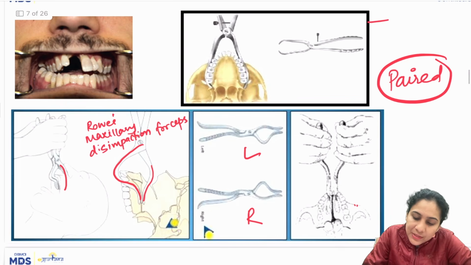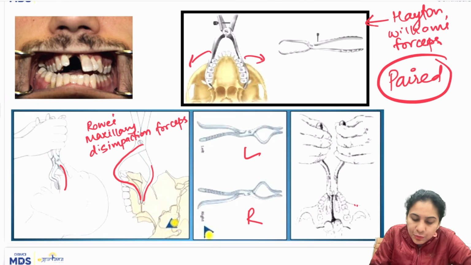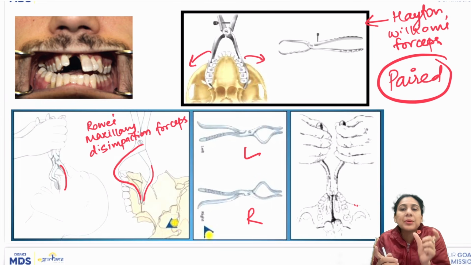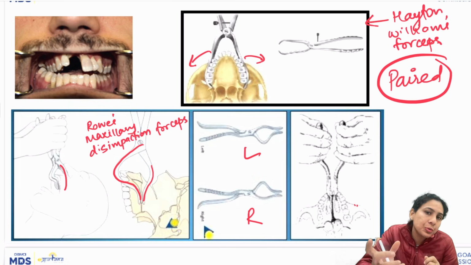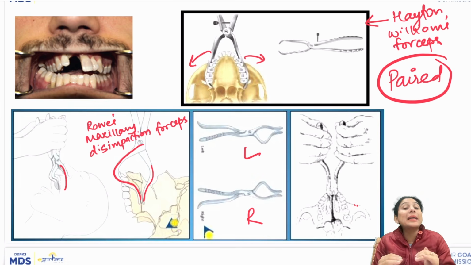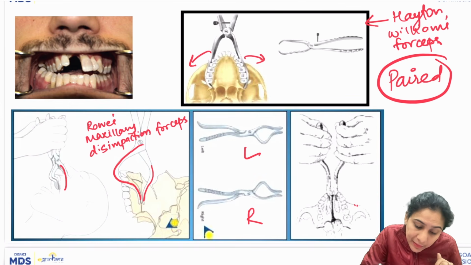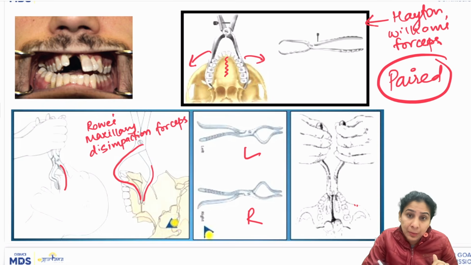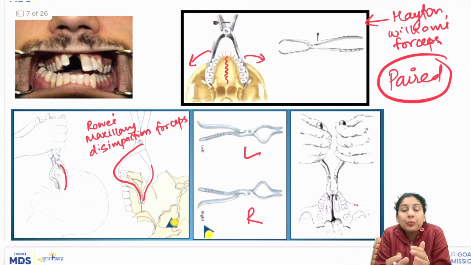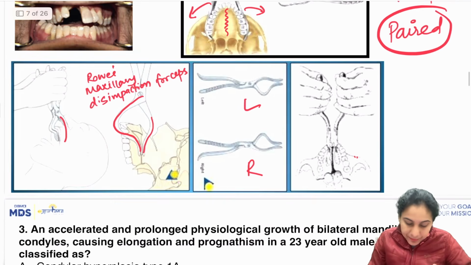The other option was the Hayton-Williams forceps. This is what you use when you have a shifting of maxilla left or right. You hold the whole maxilla like this chimta, right? And then you can rock it left to right. Here we don't want to rock it left or right, right? We want to use it to bring it down. In that case, Rose maxillary disimpaction forceps. Hayton-Williams, whenever there is a palatal fracture or a palatal split, it kind of brings the palate together also, right? So this is the second question.